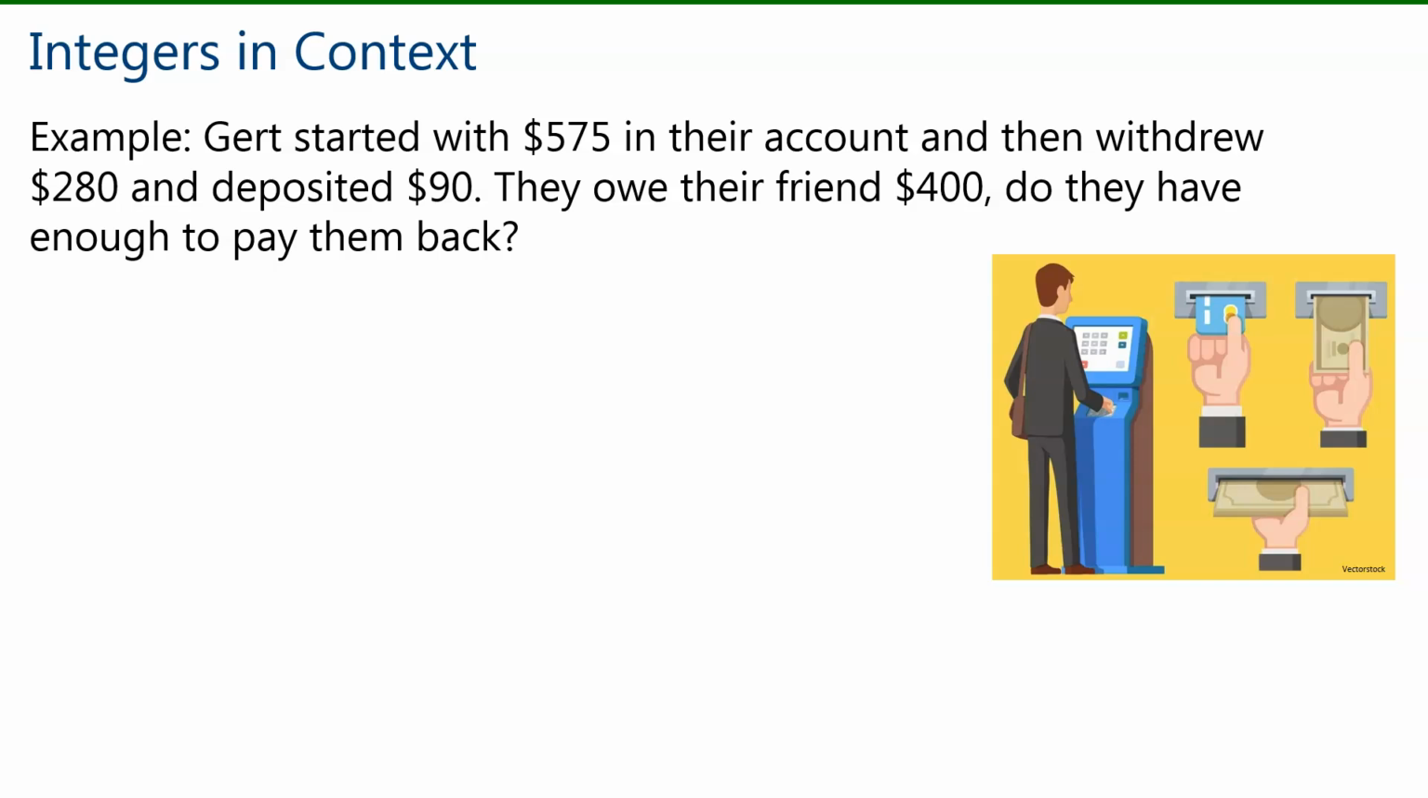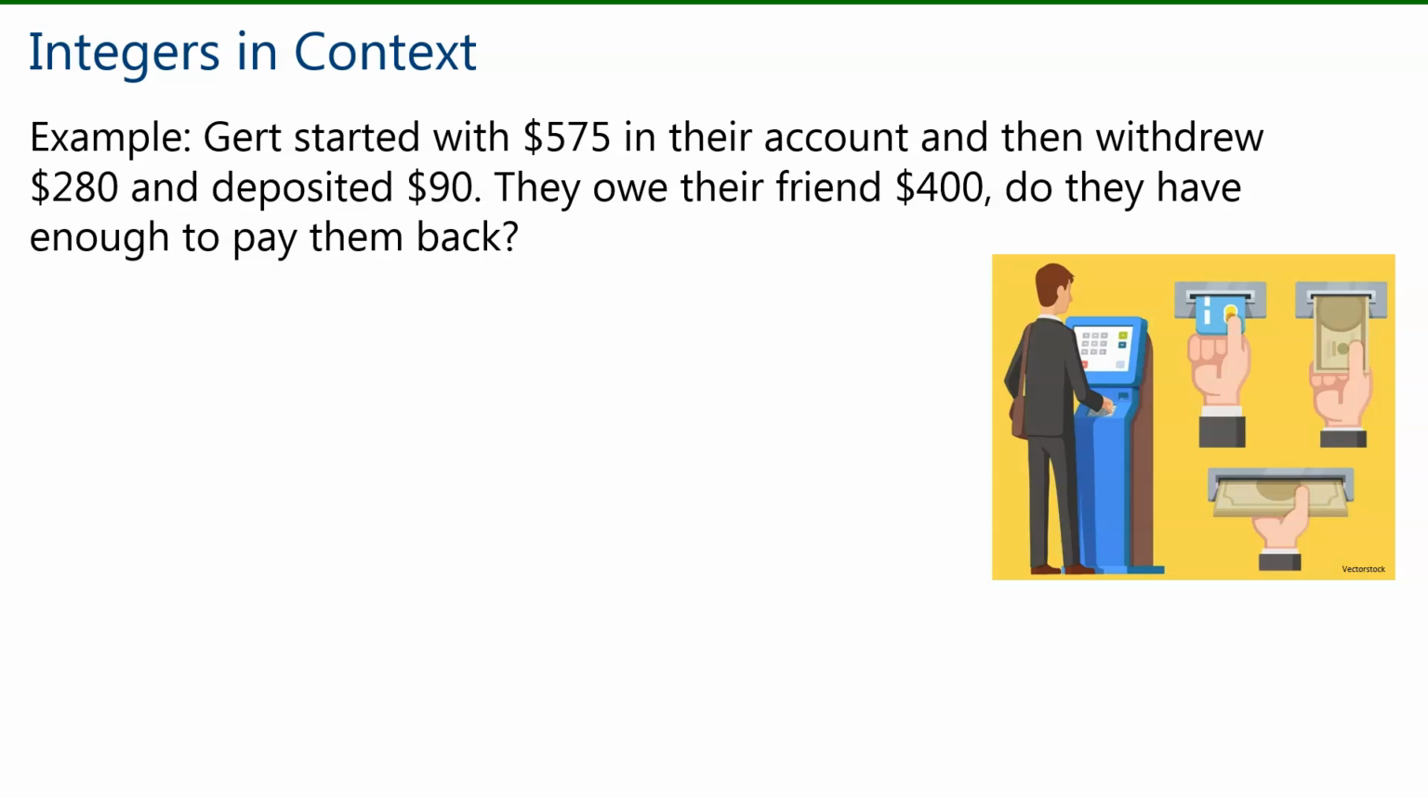So in this last example here, it says Gert started with $575 in their account and then withdrew $280 and then deposited $90. They owe their friend $400. Do they have enough to pay them back? So if they started with $575, that's a positive amount. Then if they withdrew $280, that means they take it out of the bank, so that would be minus. And then depositing means you put money into the bank, so it'll be a plus.